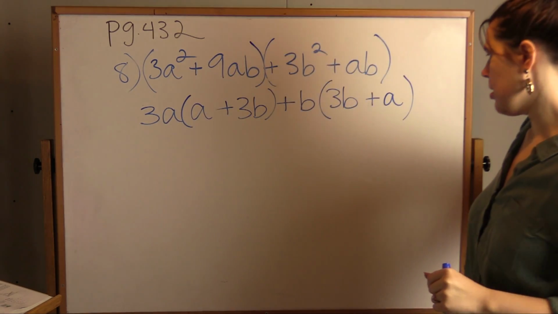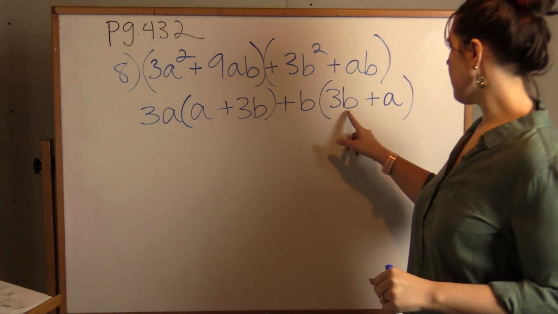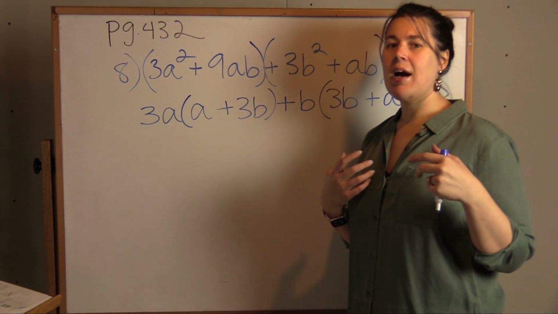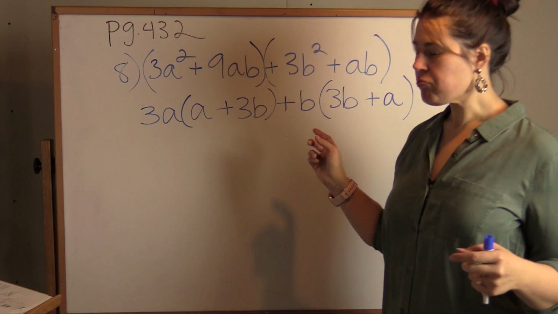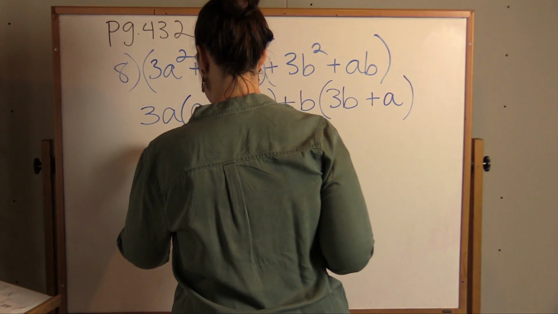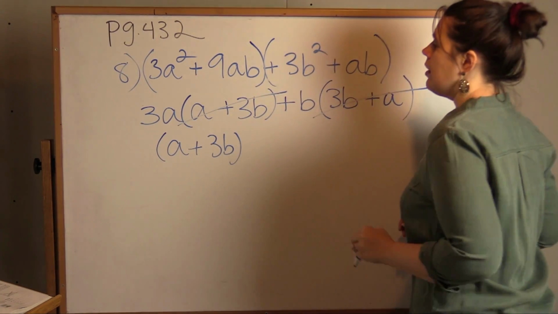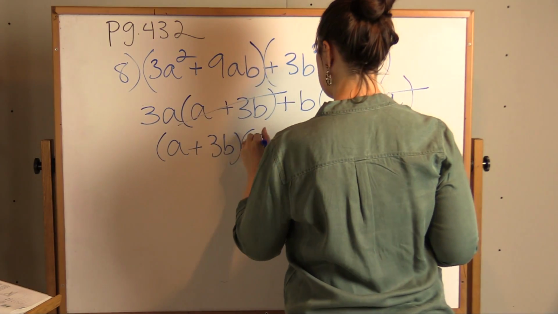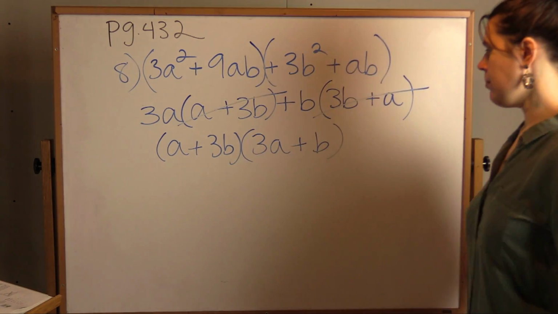Now, reevaluate. What do you notice? I have a plus 3b, and I have 3b plus a. They might be in reverse order, but they're being added. It doesn't matter that they're in a different order. It's the same term, so that means I can actually factor this out. I'm going to factor out an a plus 3b. I'm going to go ahead and cross that off so I know it's gone. And then in another set, I'm going to write what's left behind. When I remove this, I'm left with 3a, this plus sign, and b. Okay?